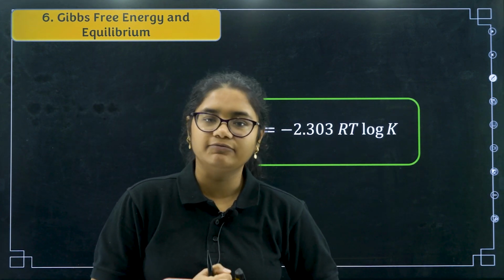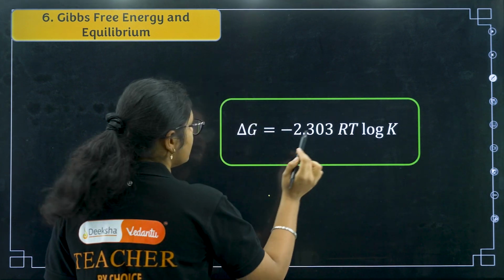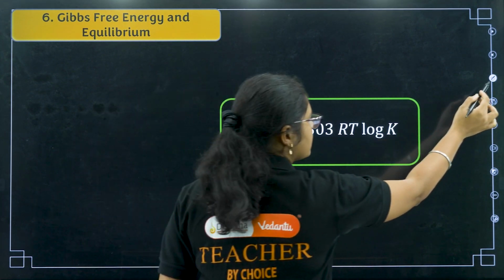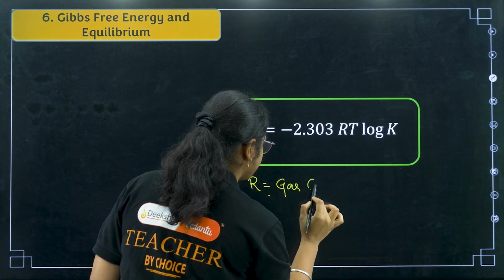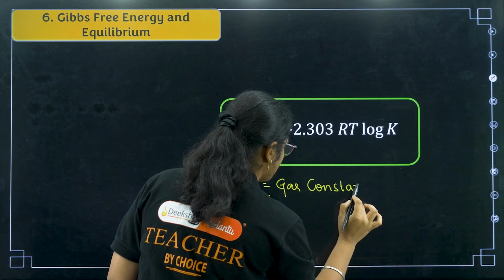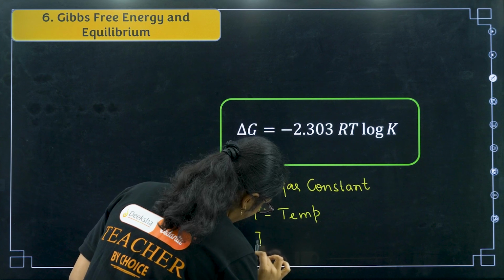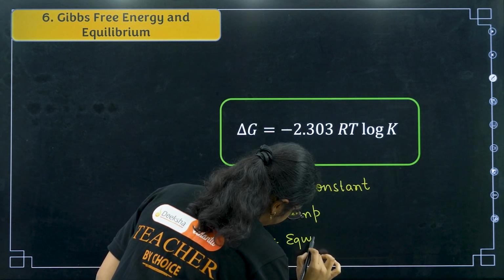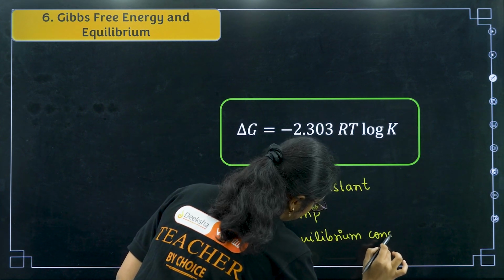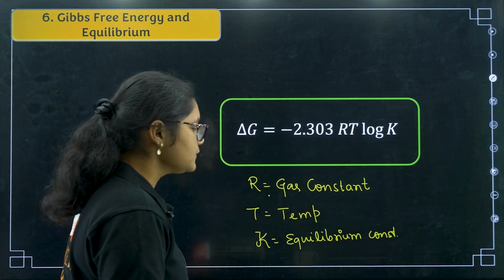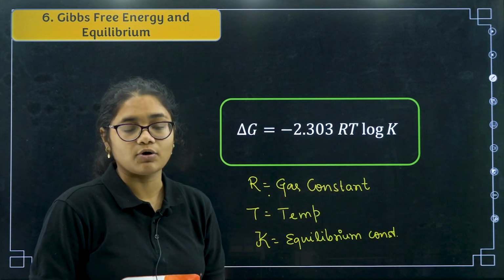Now coming to the next one, that is Gibbs free energy and equilibrium. We have a formula here: delta G is equal to minus 2.303 RT log K. Here, what you should know is that R is the universal gas constant, T is temperature, and K is the equilibrium constant. With this calculation you can calculate the equilibrium constant value.